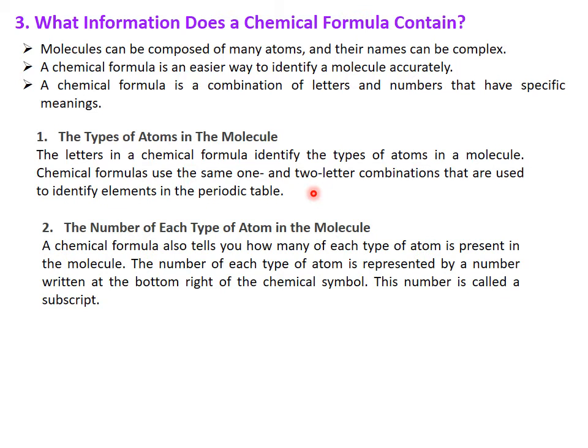Second, the number of each type of atom in the molecule. A chemical formula also tells you how many of each type of atom is present in the molecule.